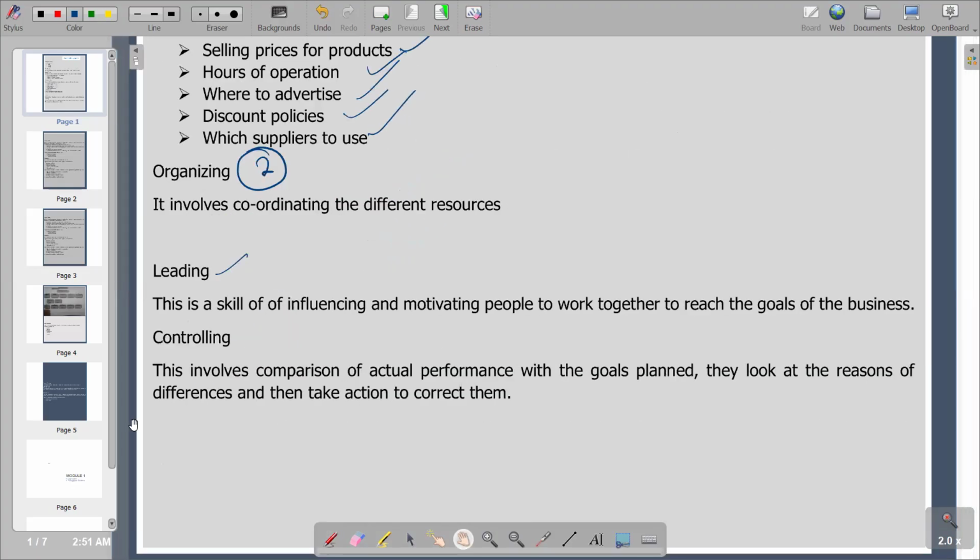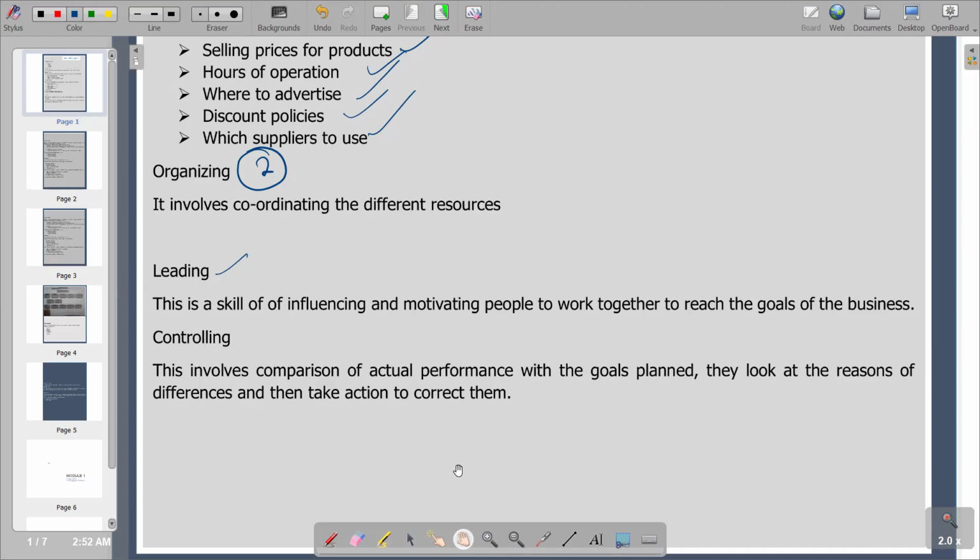So on controlling, it reads, this involves comparison of actual performance with the goals planned. They look at the reasons for differences and then take action to correct them. So on controlling, we are seeing a comparison between actual performance and what was supposed to be done. And whenever there's a variance, there is need for corrective action to be taken. So that is controlling. So basically, under controlling, there's the issue of monitoring variance between plans and actual performance.